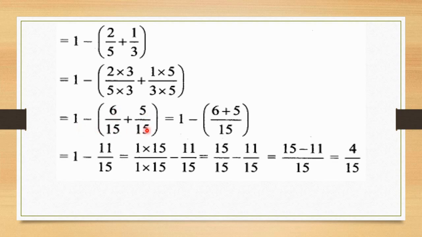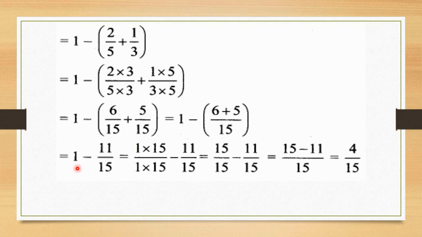Here you can see the denominator is same. So we can simply add numerator over a common denominator. So 1 minus 6 plus 5 upon 15. So 6 plus 5, that is 11. So 1 minus 11 by 15. Here only numerator is given. When a number doesn't have any denominator, that means the denominator is 1. So 1 by 1, here we have to keep our denominator same.